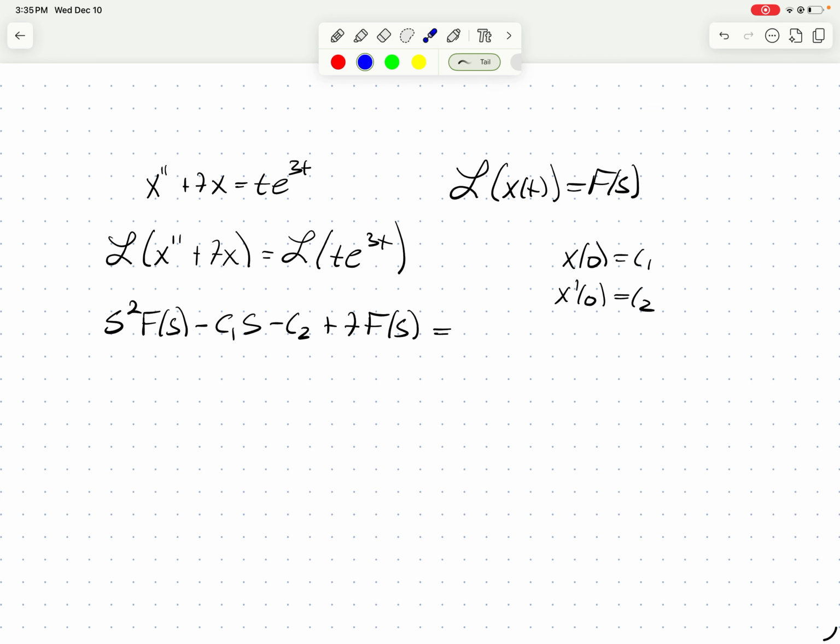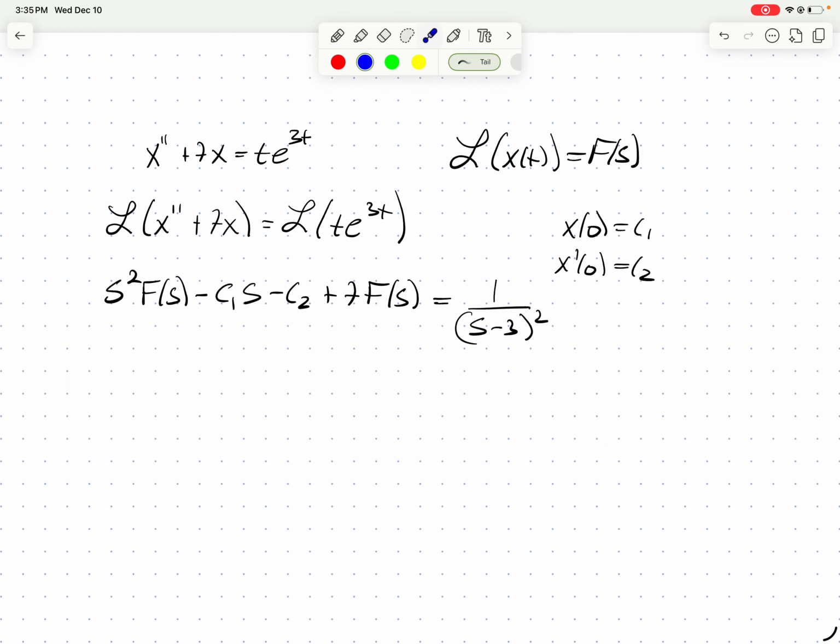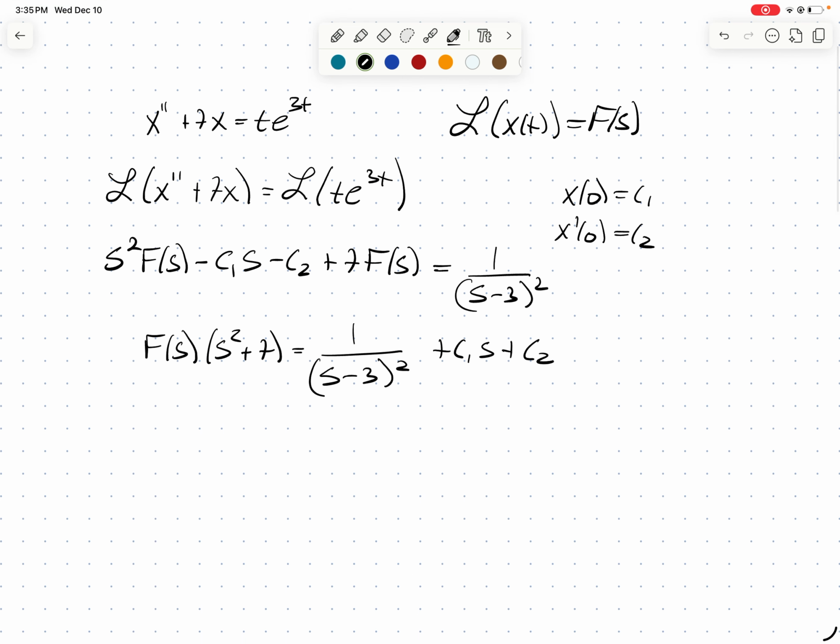On the other side, I'm viewing this e to the 3t as a shift on the Laplace of t. So the Laplace of t, I know that t goes to 1 over s squared, and then I'm going to shift that with 3. So this is going to end up being 1 over (s minus 3) all squared. So that's where we are. We're going to move these two terms across the equal sign and factor. So I'm going to have F of s times (s squared plus 7) is 1 over (s minus 3) squared plus c1 s plus c2. That's a plus there.